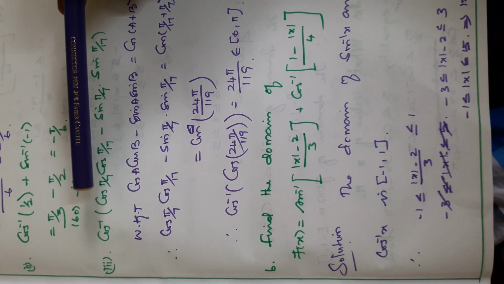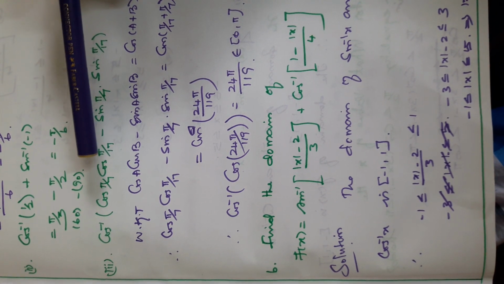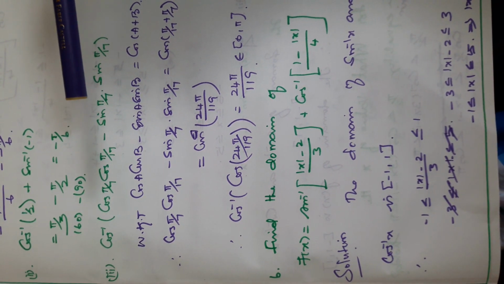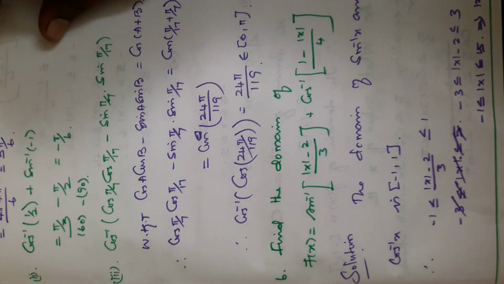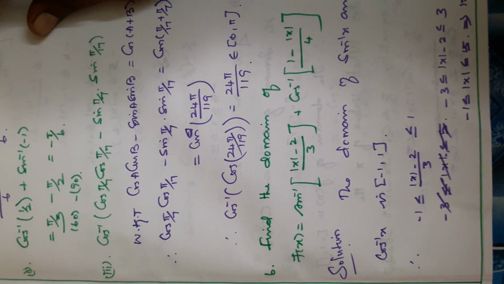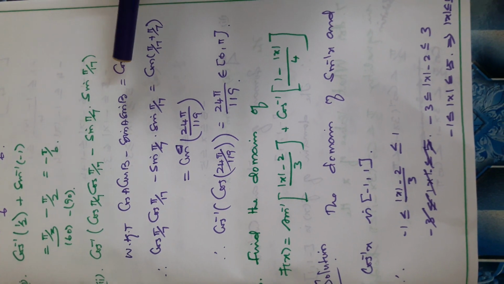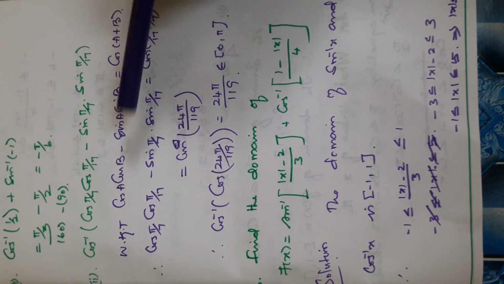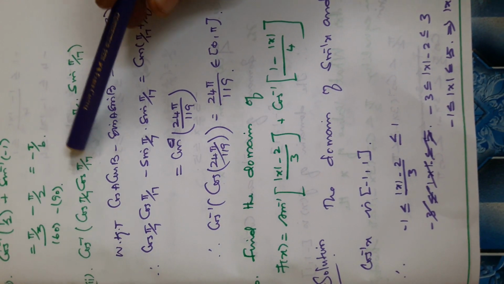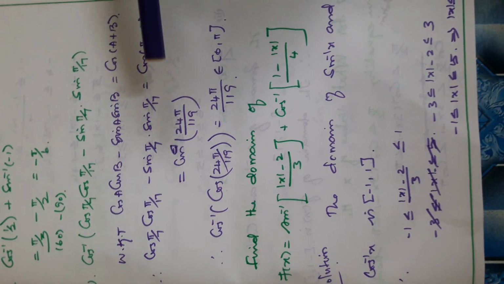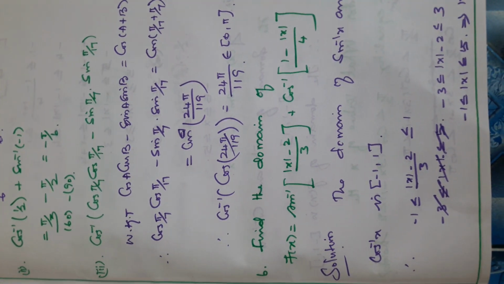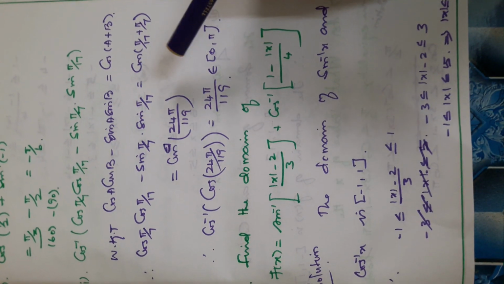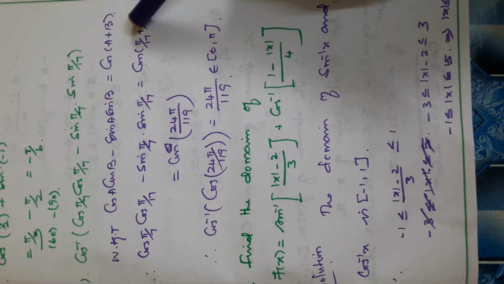The third one, cos inverse of cos pi by 7 cos pi by 17 minus sin pi by 7 sin pi by 17. So you should know the table formula for cos a plus b. This is nothing but the cos a plus b formula I have given. So your question is in the form of cos a plus b. So it is cos of pi by 17 plus pi by 7.